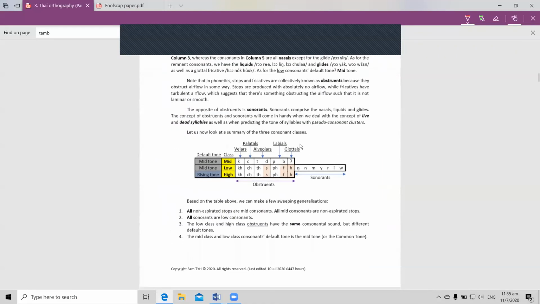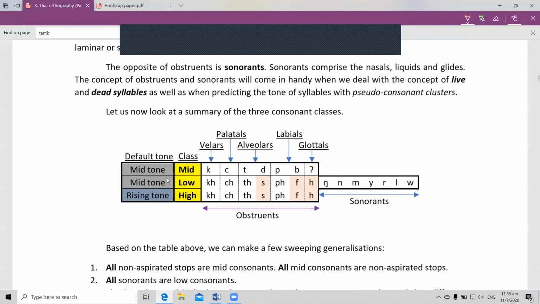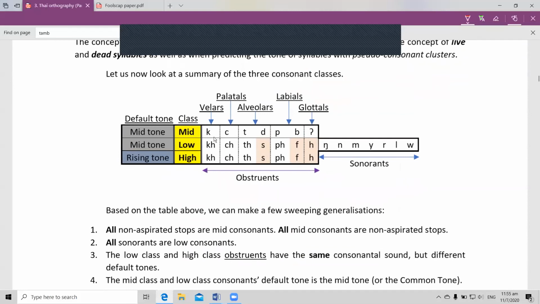So we can summarize all the consonants in this table: the mid-class consonants, low-class consonants, and high-class consonants. These are the sounds available in those classes. For the mid-class consonants, we observe that the stops here are not spelled with an H at all. That means that they are unaspirated stops. When you pronounce them with a hand in front of your mouth, there shouldn't be a pop of air hitting the hand. Based on this table, you can make some sweeping generalizations, such as all unaspirated stops are mid-class consonants, and all mid-class consonants are unaspirated stops.